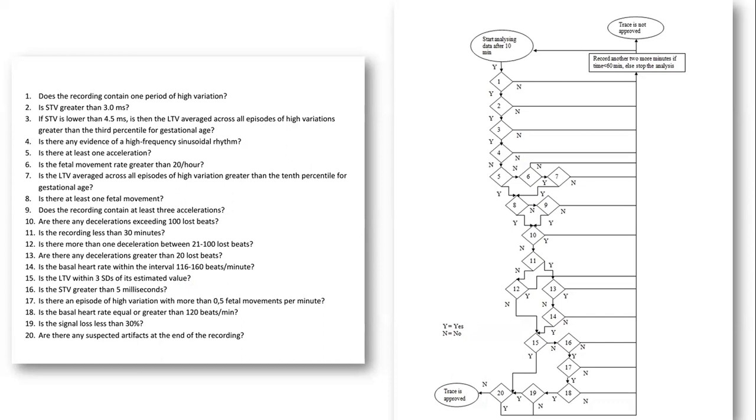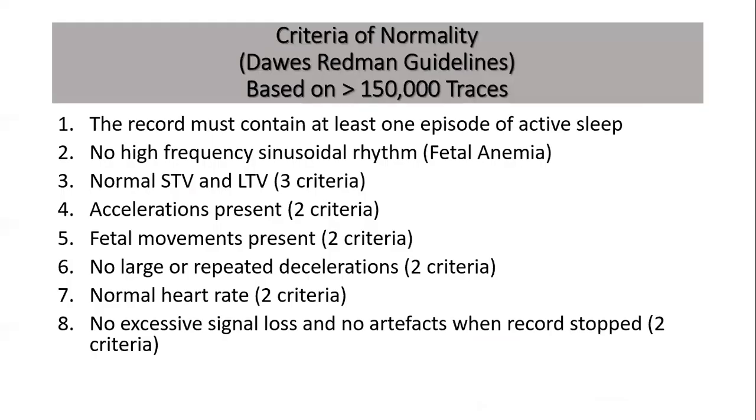The first iteration is done at 10 minutes, and then again every 2 minutes. For the criteria of normality, you must have at least 1 episode of high variation. You do not want fetal anemia, so high frequency sinusoidal waves should be out. You should have a normal STV and LTV, accelerations present, fetal movements present, no large or repeated decelerations, normal heart rate, and good trace quality.